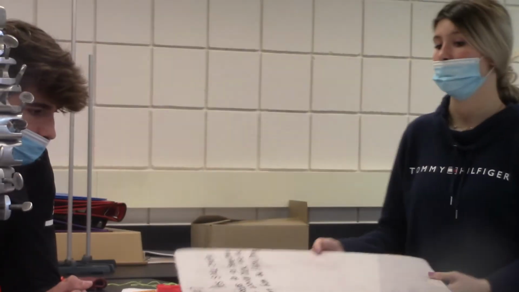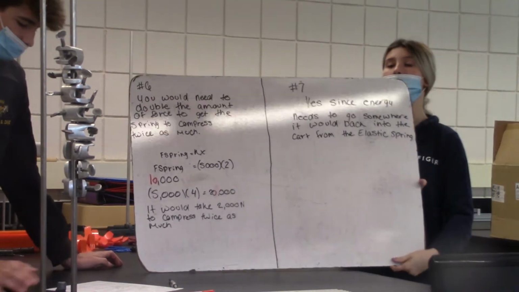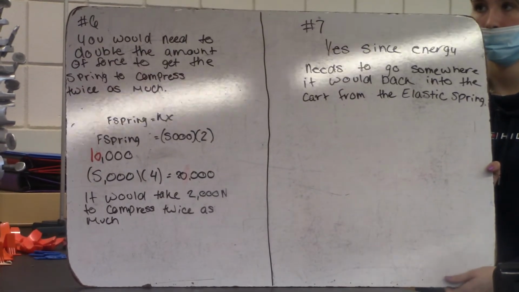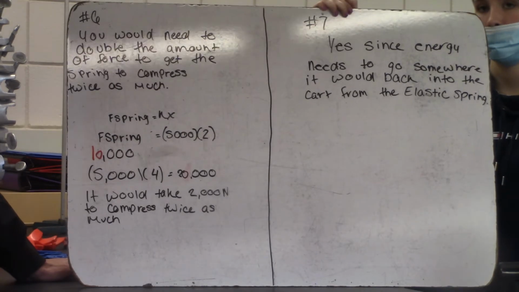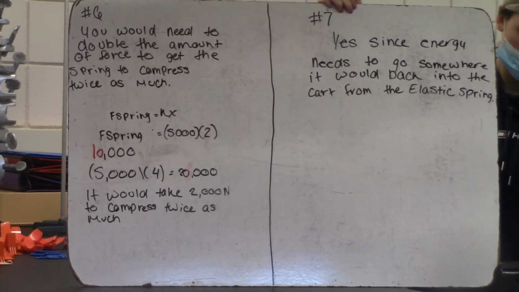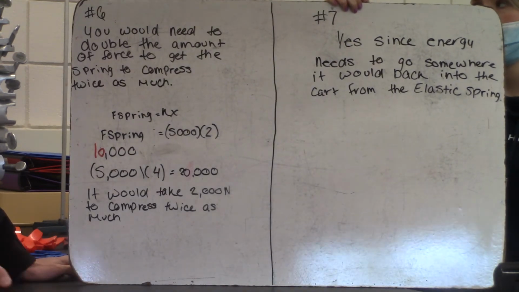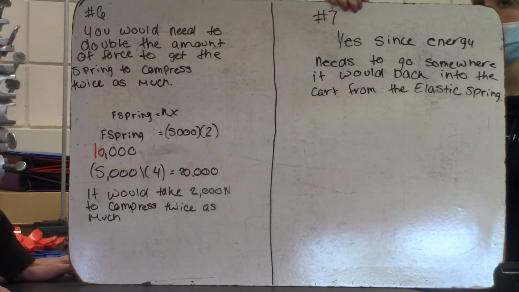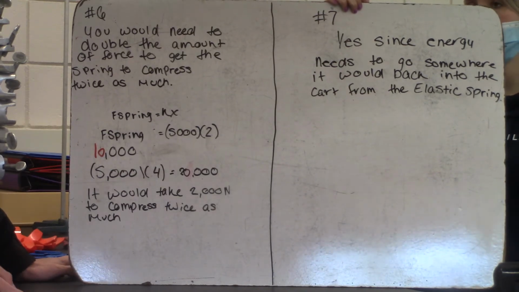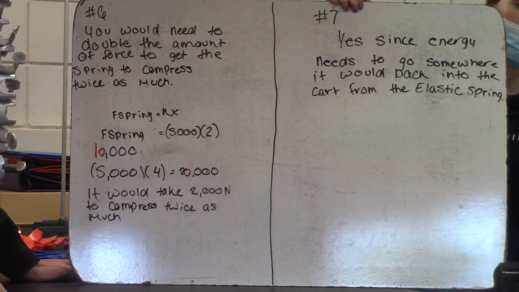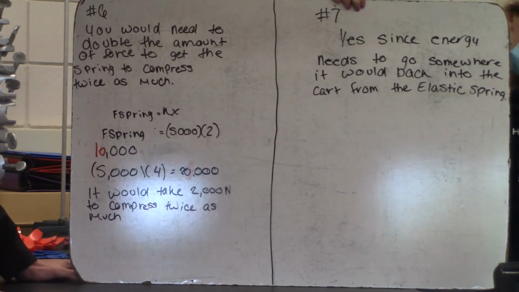All right, what do we have over here? So for number 6, we just had to double the... Well, what does it say? How much force would you have to apply to the spring if you wanted to compress it twice as much? So then we took the variable from 5, which would be 10,000, and we multiplied that by 2, or we did 5,000 times 4, which would be twice the compression distance, and that would give us 20,000 newtons. That's it.